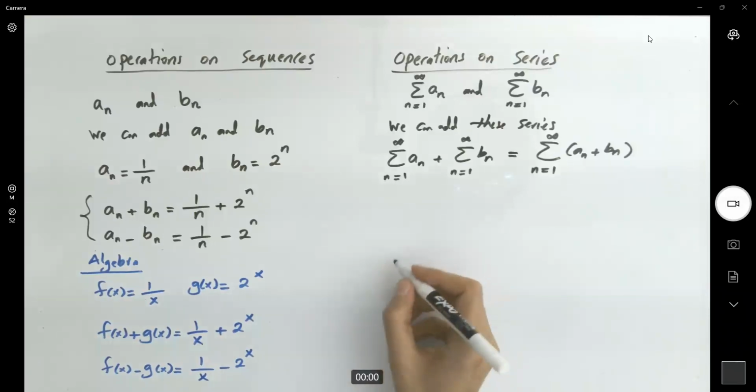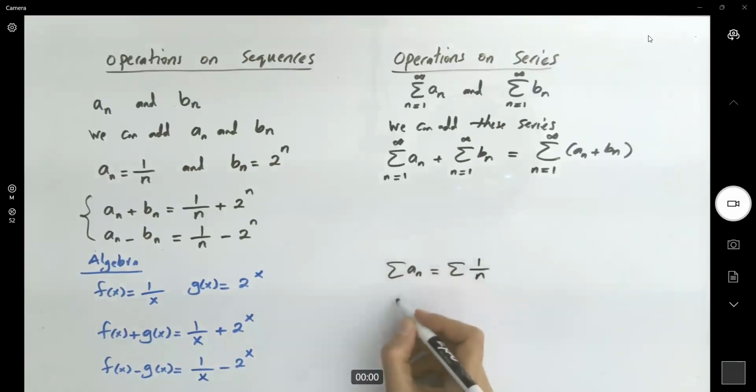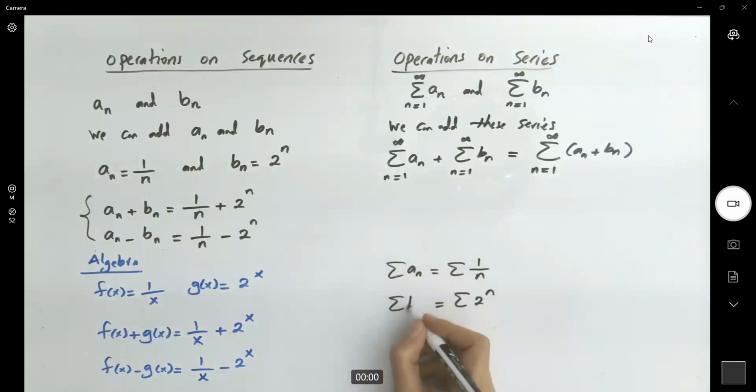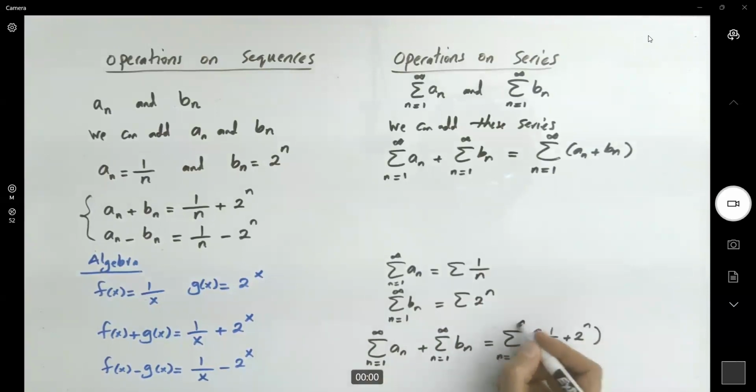For example, if we have the series the summation of a_n as the summation of 1 over n, and the series b_n be the series 2 to the n, and both start from 1 to infinity, of course you're allowed to add them. Why not? There is no issue adding them. The summation of a_n plus the summation of b_n, starting from 1 to infinity, is the summation of 1 over n plus 2 to the n, starting from 1 going to infinity. Why not? You're allowed to do that.